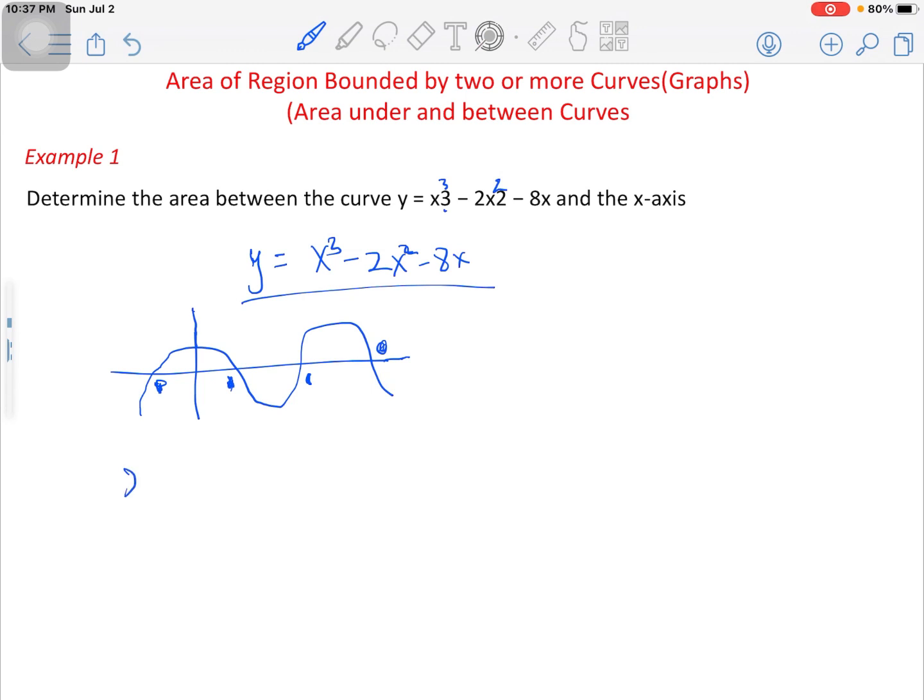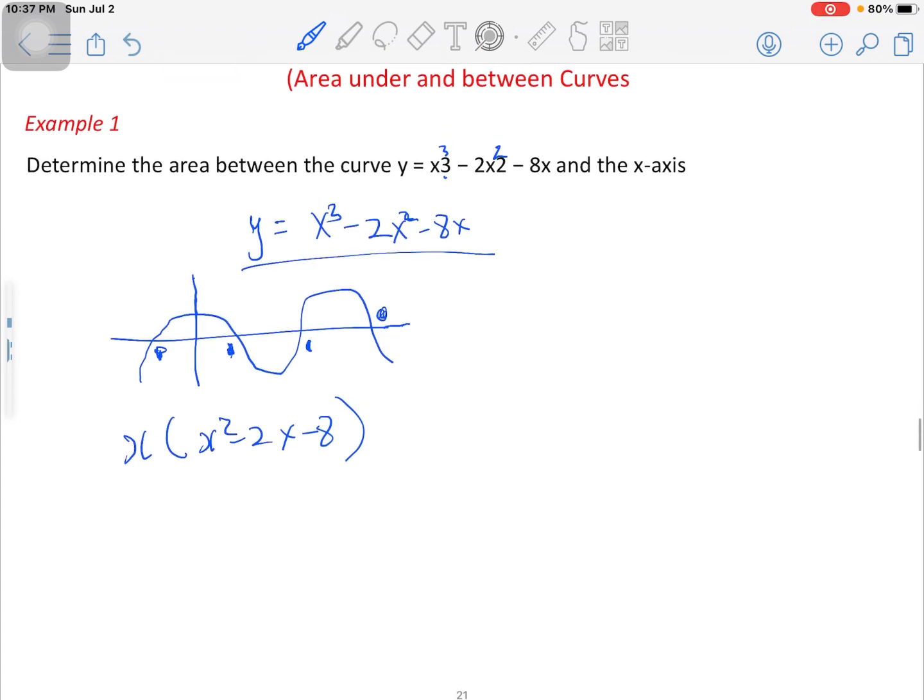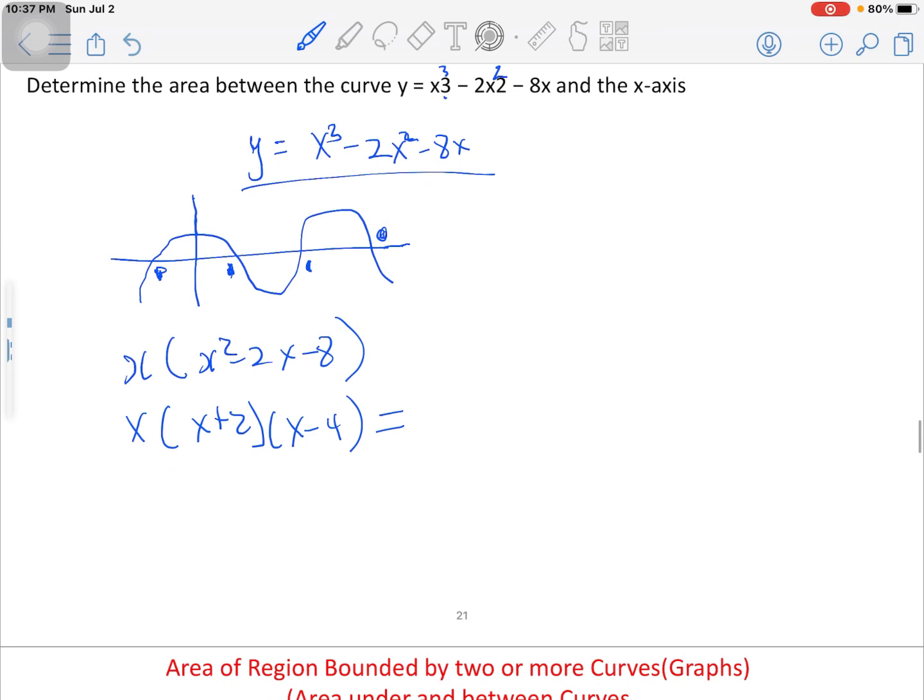And finding the roots of such a function, we will be able to factorize x out. So therefore, we are going to get x times (x squared minus 2x minus 8). Based on this, we will be able to factorize the remaining quadratic equation. Factorizing it, you're going to get x into brackets x plus 2 and then x minus 4. Now we can say that everything should be 0. Now we can say that our x is equal to 0, our x equal to negative 2, and our x equal to 4. So these are the roots of this given equation.